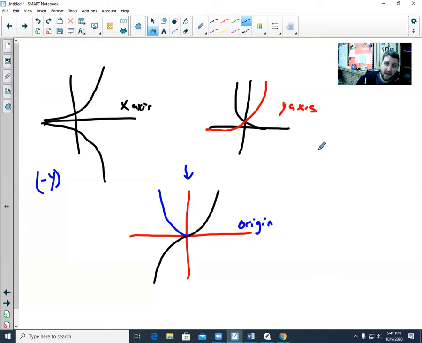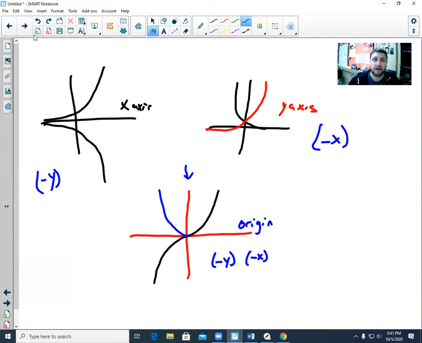If you're doing y-axis symmetry, if you plug in negative x and it comes out to be the exact same that it was before, then it's going to have y-axis symmetry. And then with origin symmetry, you're going to plug in both of them because we just said it has to do with both of them. So you're going to plug in negative y and negative x to see if it has both.